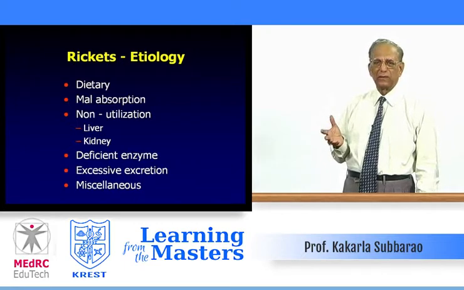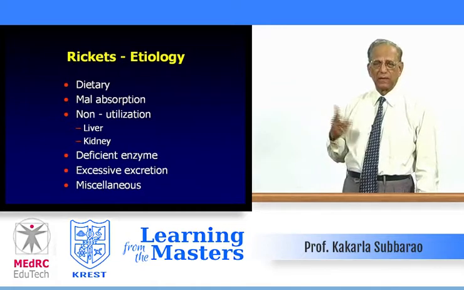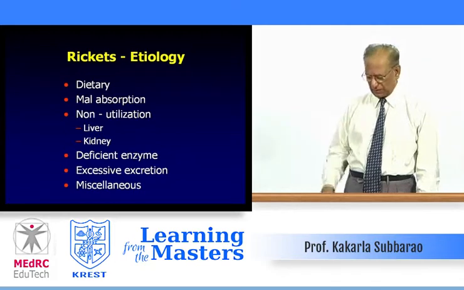Rickets, the etiology could be dietary, lack of intake, or malabsorption. The patient takes it, but it is not absorbed properly. It is absorbed properly, but not utilized. Final metabolization in the liver and kidney is not proper because of various causes. Certain disorders due to deficiency of an enzyme may manifest as rickets, and excessive excretion of calcium and phosphorus can also produce rickets, as can other miscellaneous causes.